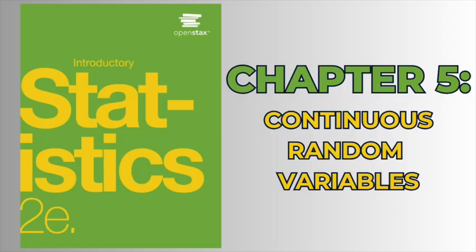E. μ equals (a plus b)/2 and σ equals (b minus a)/√12. So μ equals (1.5 plus 4)/2 equals 2.75 hours, and σ equals (4 minus 1.5)/√12 equals 0.72 hours.